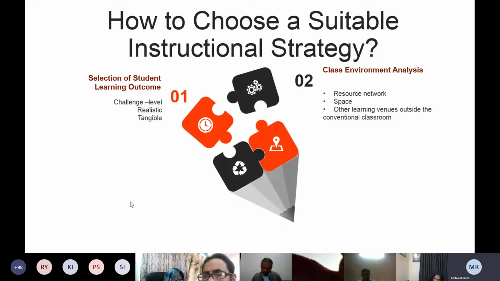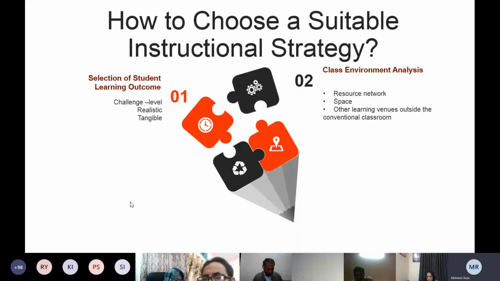You must analyze your classroom environment. What is the kind of resource network that you have access to? What is your space in terms of physical space that we're talking about? What is the layout of your lecture room? How many students can you accommodate in that lecture hall? And what sort of activities can you perform easily? Can you and should you perform the collaborative exercises with the students that involve them in group discussions or pair discussions? Or would the space not allow you to do that?